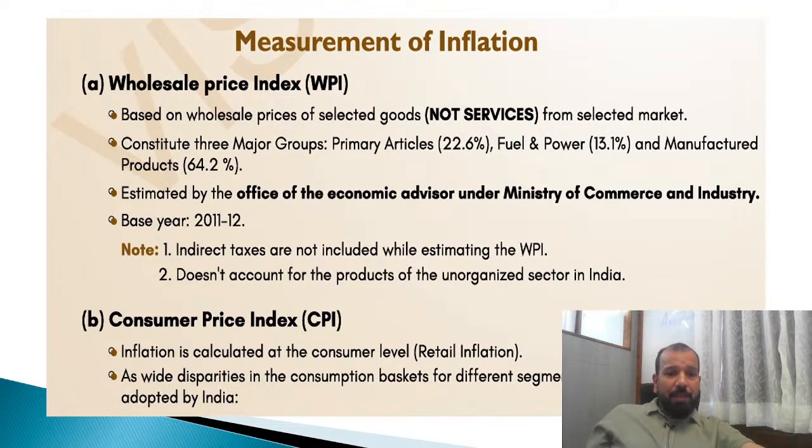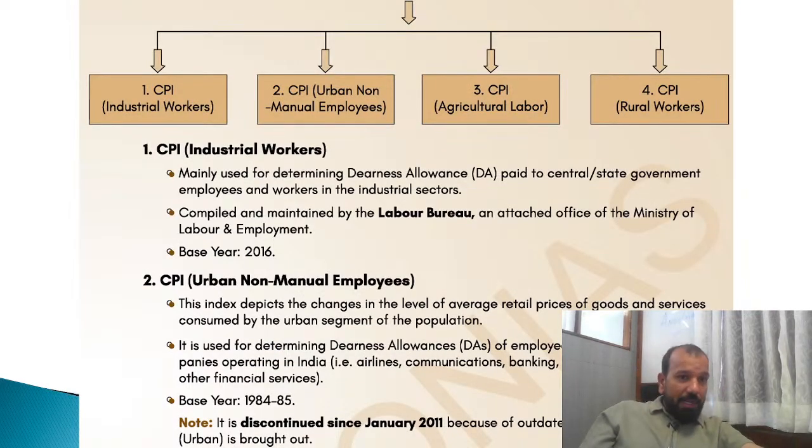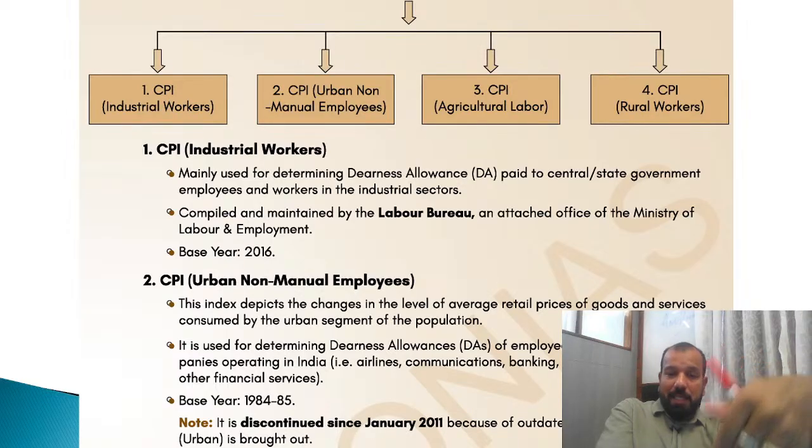The consumer price index, CPI, is inflation calculated at the consumer's level, that is, retail inflation. Because of wide disparities in the consumption basket for different segments of consumers, we have four different CPIs. The consumer is about retail prices, while the wholesale is the wholesale market. In the CPI, we have CPI for industrial workers, CPI urban, CPI agricultural labour, and CPI rural workers. CPI for industrial workers is mainly used for determining the DA allowances. As everybody knows, state government or central government employees get DA allowances, because the respective state or country government announces DA twice a year, so that they can at least meet the prevailing inflation rate.